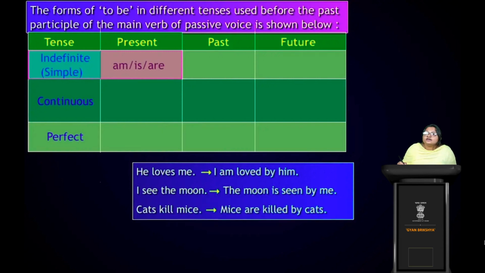Cats kill mice. Okay, so cats kill mice. Mice are killed by cats. Why mice are? Because mice itself is a plural term.